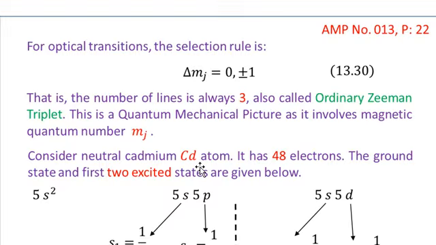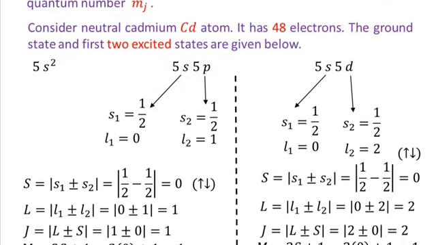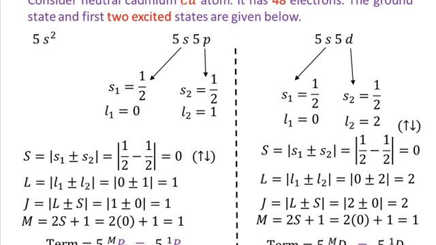Consider the neutral cadmium atom, Cd atom. The cadmium atom has 48 electrons. The ground state of the cadmium atom is 5s2. And the next 2 excited states of the cadmium atom will be 5s5p and 5s5d. Now you see that we want to calculate the spectroscopic term associated with these 2 excited states, that is 5s5p and 5s5d.